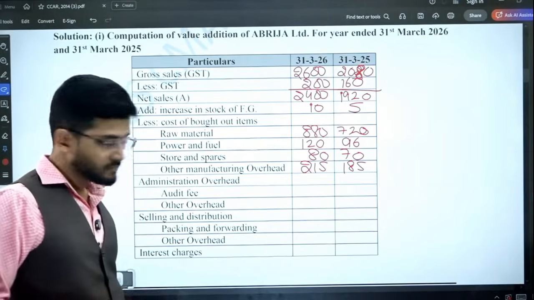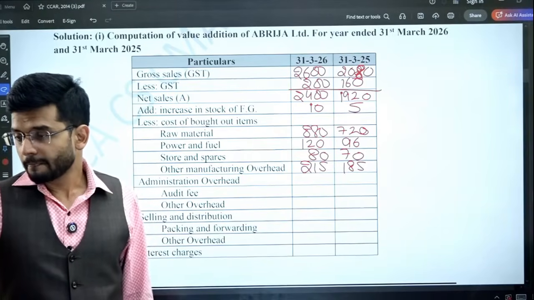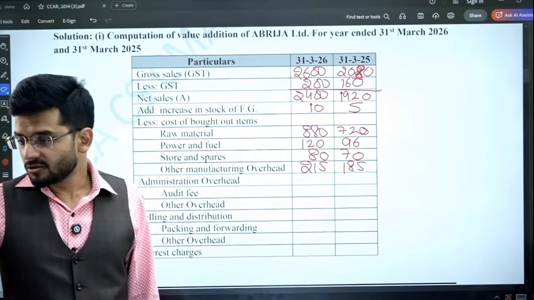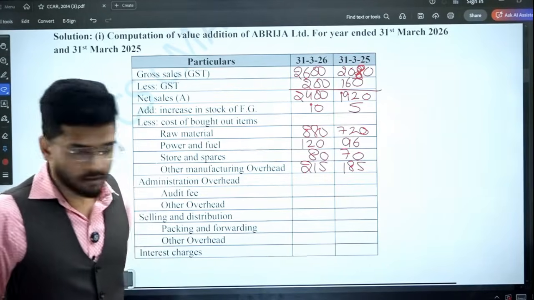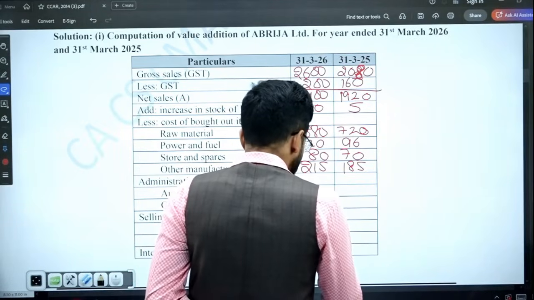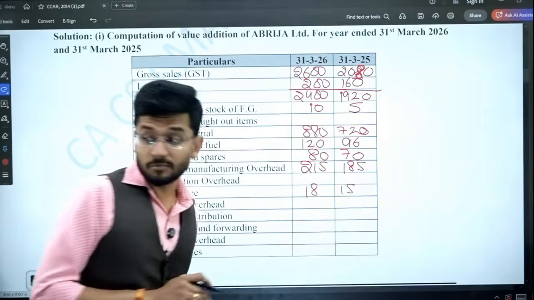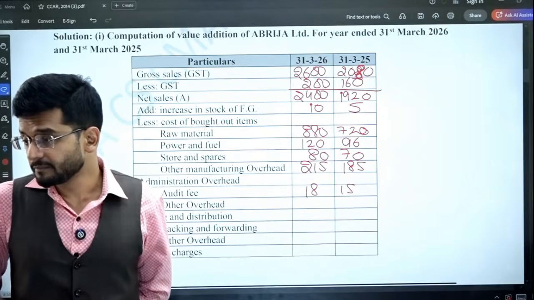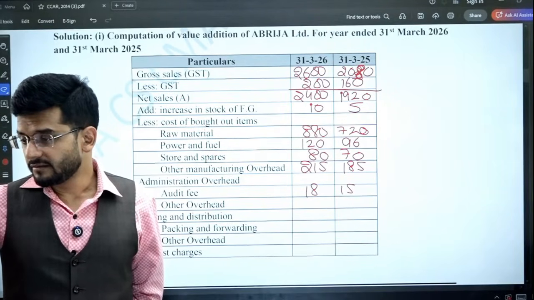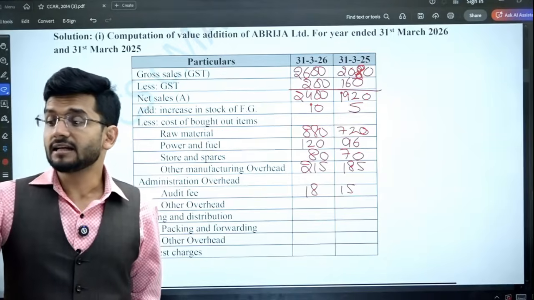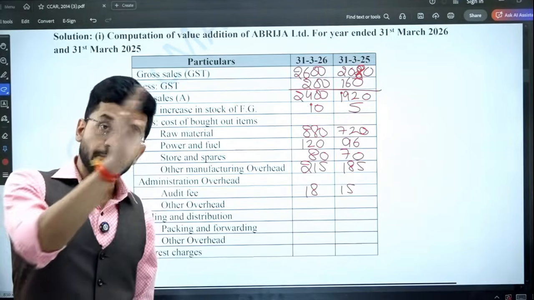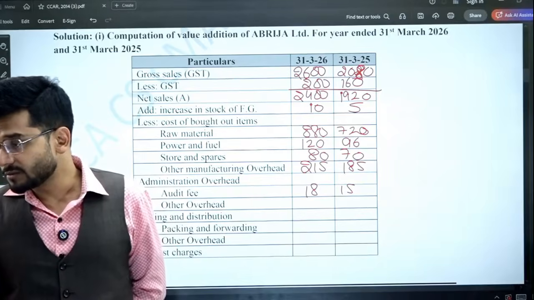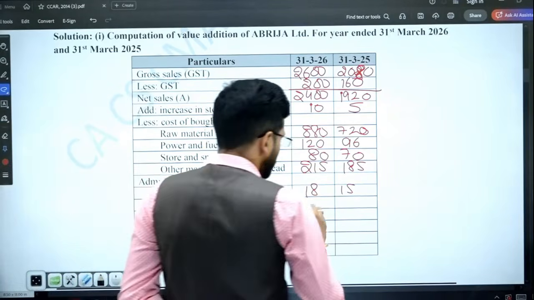Then administration overheads. Audit fee, yes, to be reduced. It is very much an overheads expense which is related to production, because production cannot happen if audit doesn't happen. Then we have salaries and commission to directors. No, sir, not to be reduced. You have to compute value addition, compare it with the salary, so salary is not to be reduced. Other overheads, yes, to be reduced.